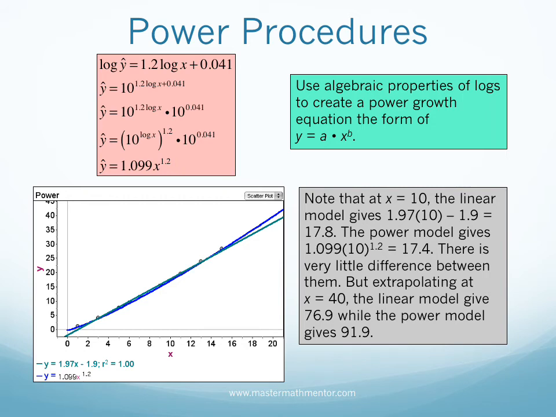When we plot the least squares regression line and the power regression curve on the same graph, we see that they are very close. However, as x gets larger, we start to see the curves diverge. When we predict the y value at x equals 10, the linear model gives 17.8, while the power model gives 17.4. But when we extrapolate at x equals 40, the linear model gives 76.9, while the power model gives 91.9.